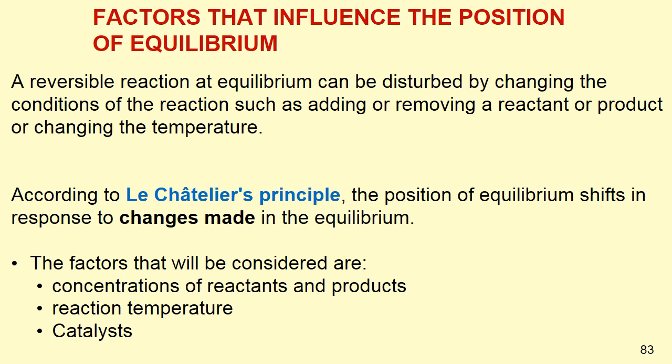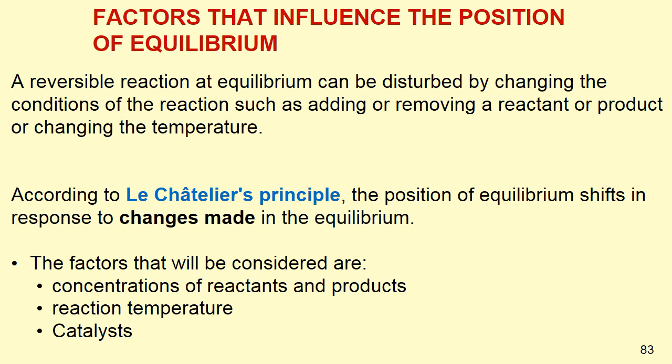Now, if a reaction is at equilibrium, it can actually be messed up. There are ways that you can change an equilibrium and make it shift, or factors that influence the position of the equilibrium. So let's say you have a reaction that's going on and you want to produce more products, but the reaction lies to the left, and it sort of favors the reactants. Well, there's things that you can do to influence the position of equilibrium.